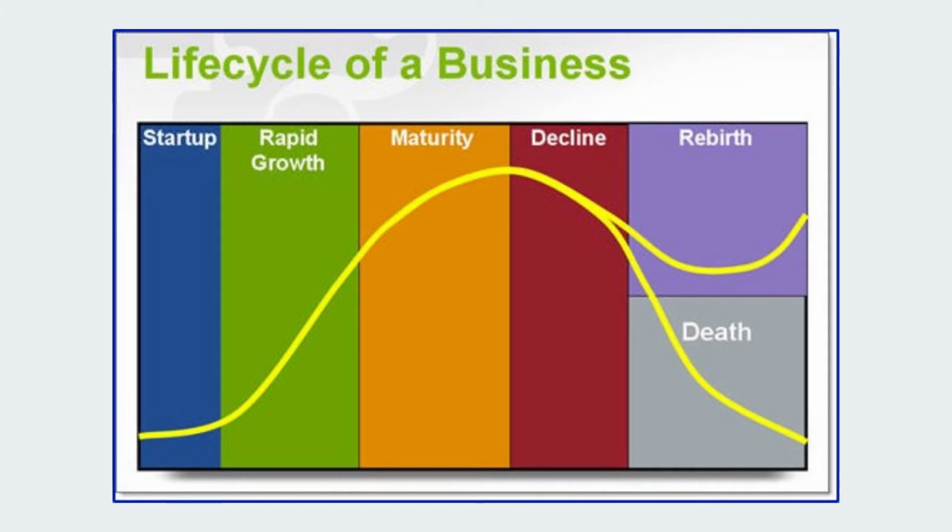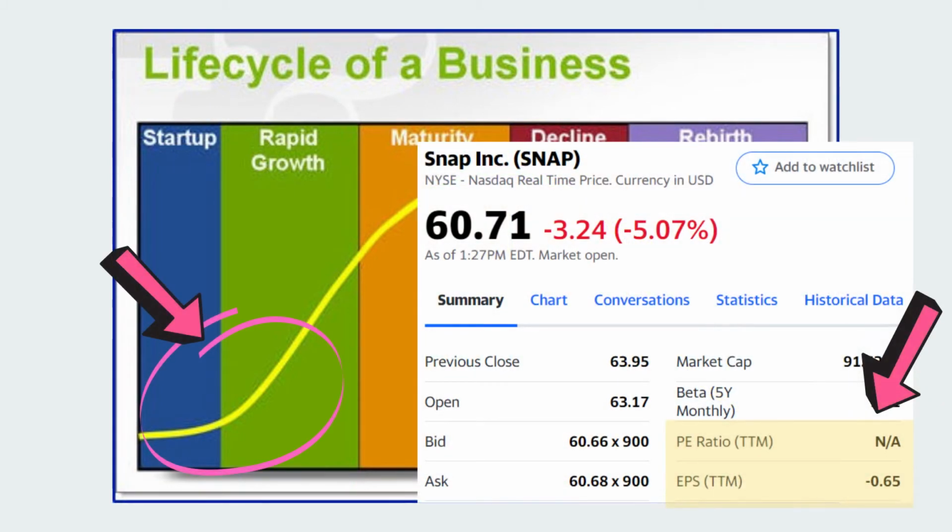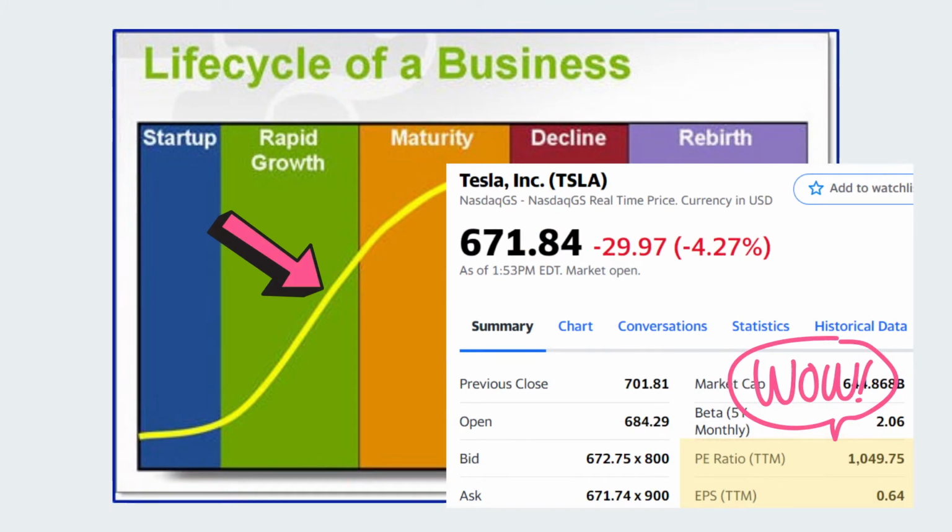Where a company is positioned in its cycle or its maturity affects the value of the PE ratios. If you have a startup company or a newly founded company that is not yet profitable, then its earnings per share is negative, and thus it doesn't really have a PE ratio that you can use to compare to other companies. Growth companies like Tesla that have recently turned profitable can have enormous PE ratios because investors believe that the earnings will grow enough to justify the price in the future.